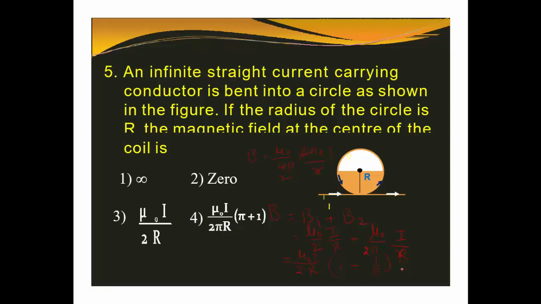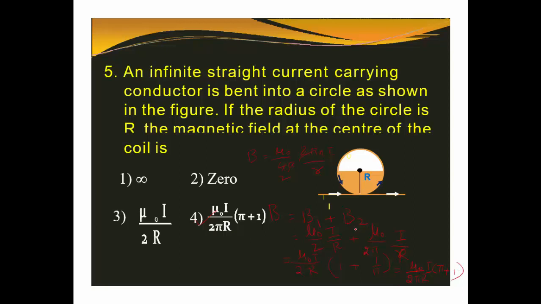If you make the adjustment, take pi common out: mu naught by 2 pi R times I, and what remains here is pi plus 1. So the option is the fourth one. Fourth one is the correct option. I can see here it is 1 plus 1 by pi. Take the LCM, pi taken out, so it will be pi plus 1. So the answer is mu naught I by 2 pi R into bracket pi plus 1. This is the answer, fourth one.